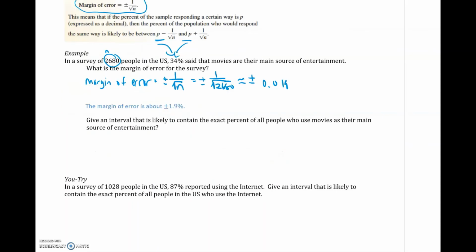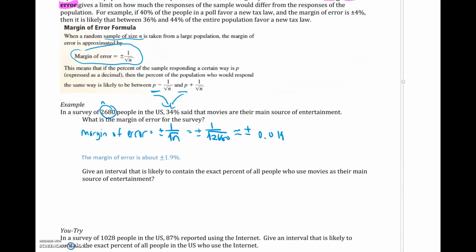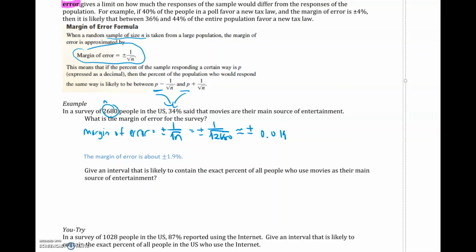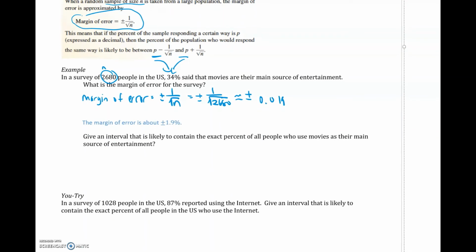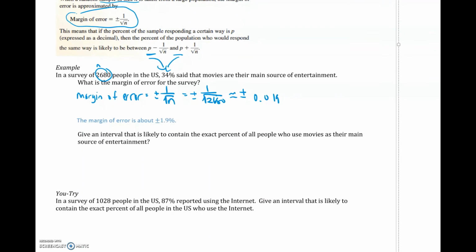Okay. So then converting that to a percentage, the margin of error is about 1.9%. I'm converting that to a percentage because typically we do like to give our answer as a percent, right? So it doesn't matter if you do leave it as 0.019, but if you look at the next question, it's asking you to give the interval that is likely to contain the exact percent of all people. Because I know in this next part I'm going to give the answer as a percentage, I just converted it to a percent right away.